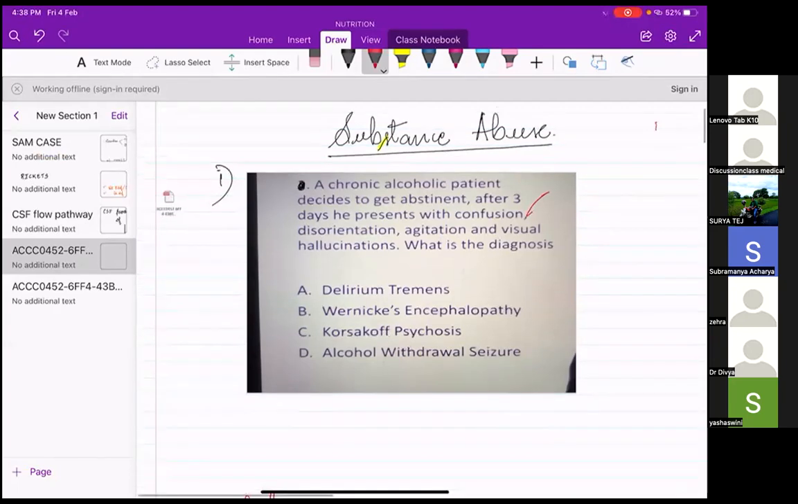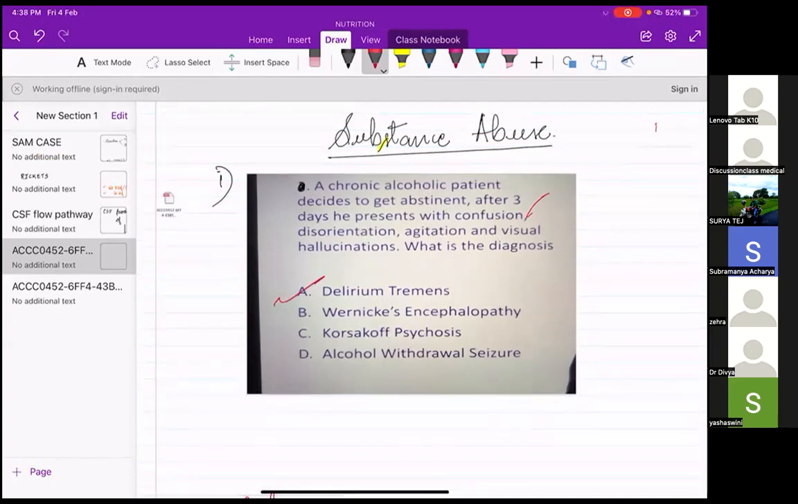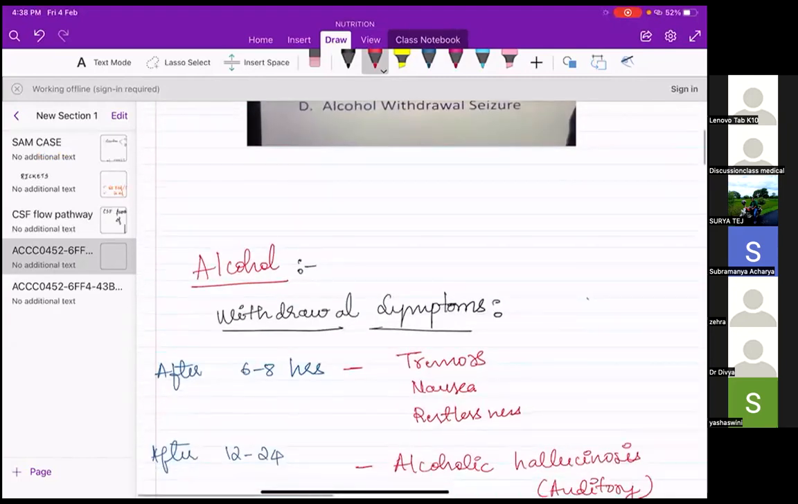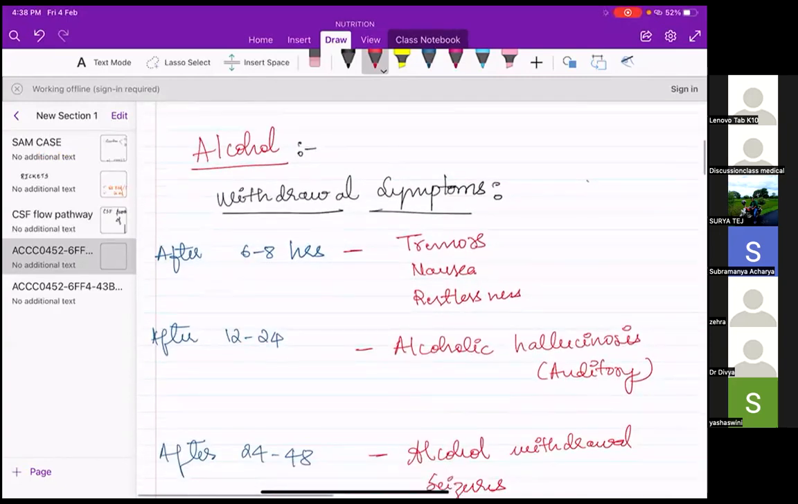So, what do you think? The answer is delirium tremens. How did I say it is delirium tremens? For that, you should know the withdrawal symptoms. I have written a small table here. These hours tell me how many hours before I have taken the last alcohol drink.